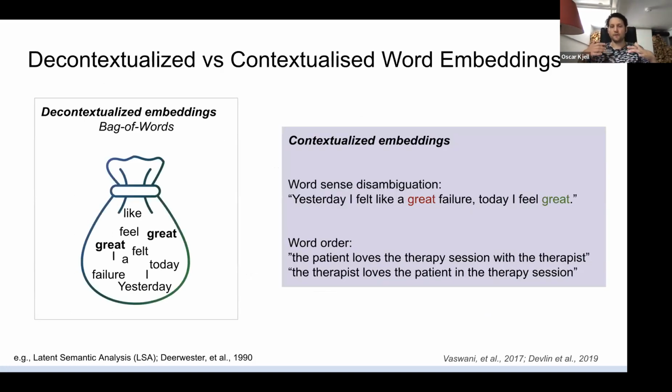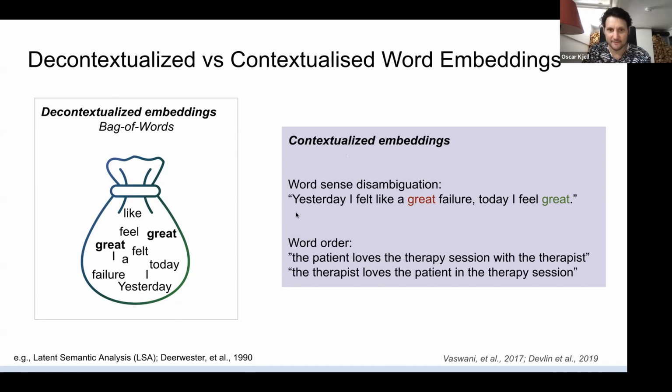This type of method that I just described for semantic representations or word embeddings is often called latent semantic analysis, which has been used in psychology since the 90s, a bit earlier even. It's also called a bag of words approach, because here apple always gets the same semantic representation no matter which context it is in. And for many words, this is a problem.